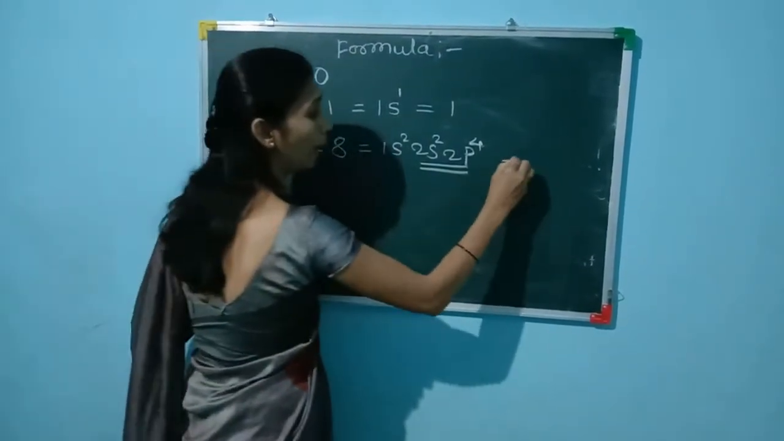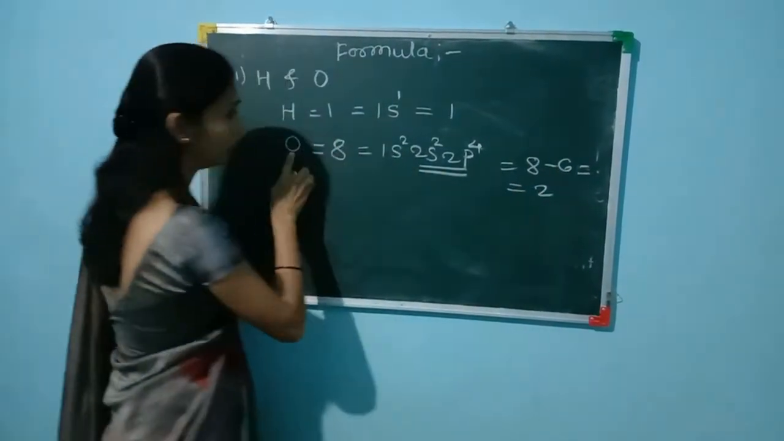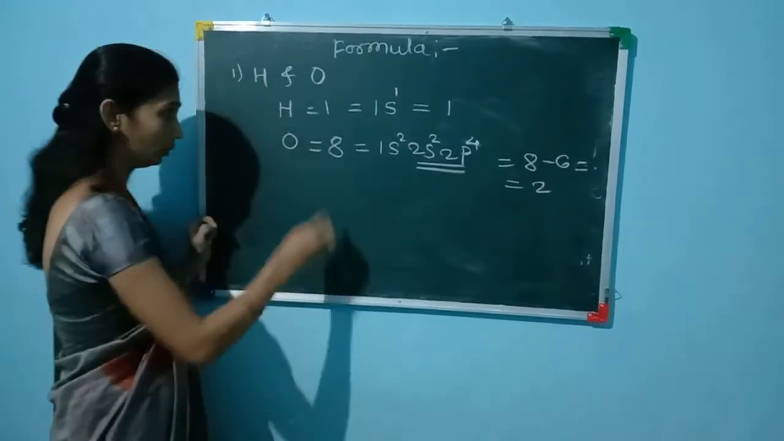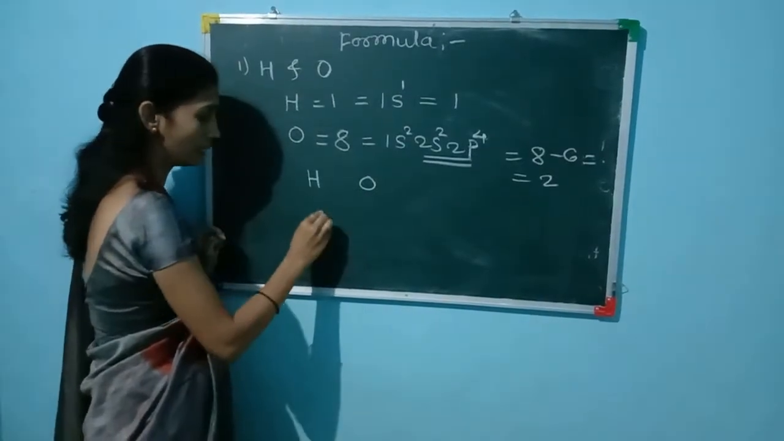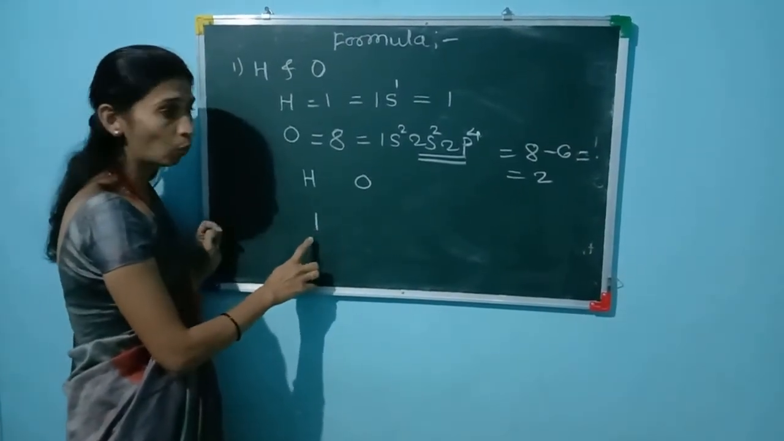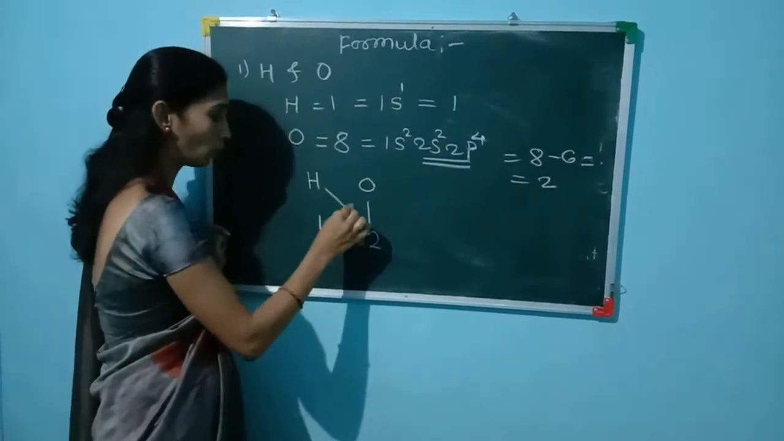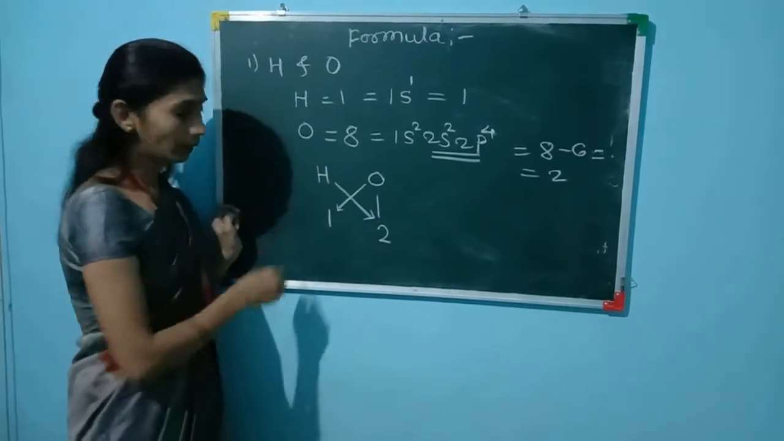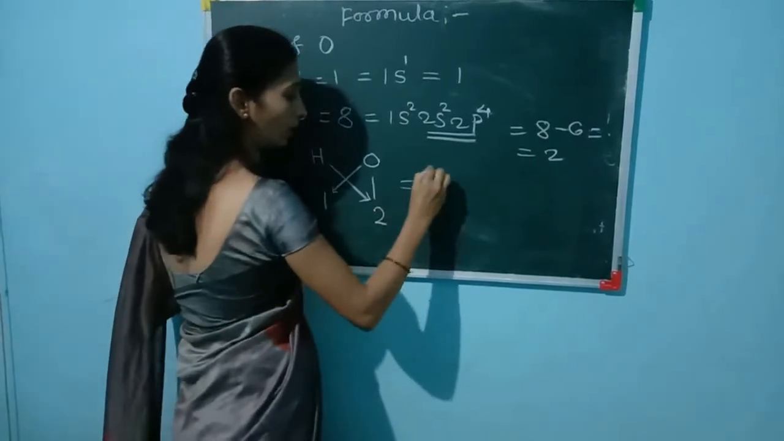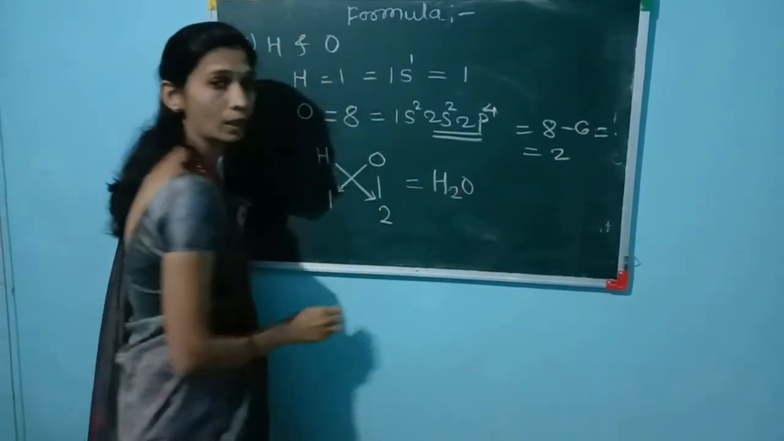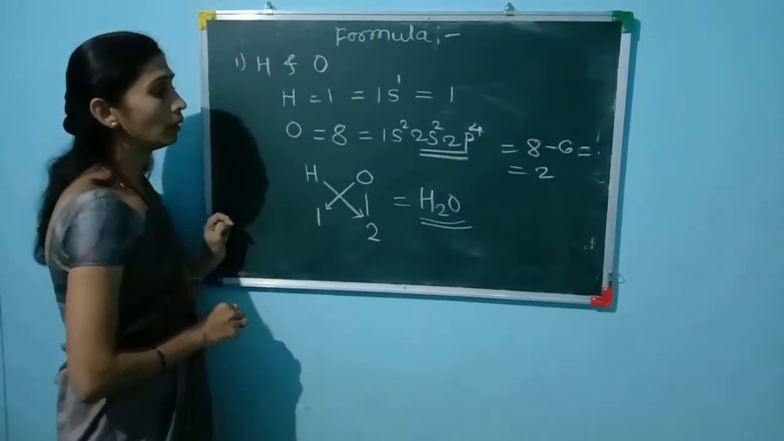Therefore, by the 8 minus 6 formula, the valency of oxygen becomes 2. We write H O, and below that write the valencies: hydrogen having valency 1, oxygen having valency 2. By cross multiplication, that means multiplying H by 2 and O by 1, it becomes H2O. H2O is the formula for the water molecule.